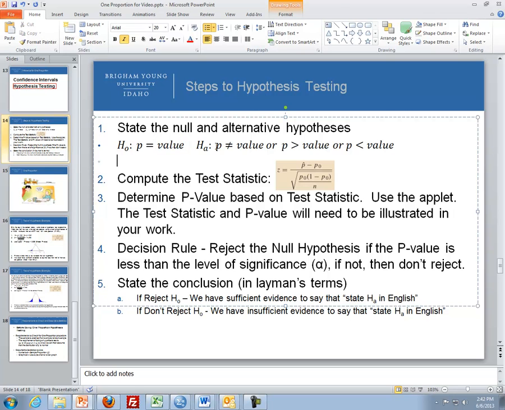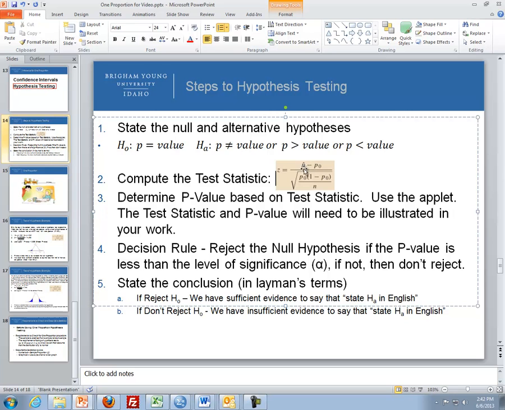And then the alternative hypothesis can either be a two-sided test, like what you see here, p is not equal to a given value, or it can be greater than or less than if it's a one-sided test. Here's the formula for the test statistic, though you can use Excel, which I'll show you in just a moment, which is what we did earlier with confidence intervals.